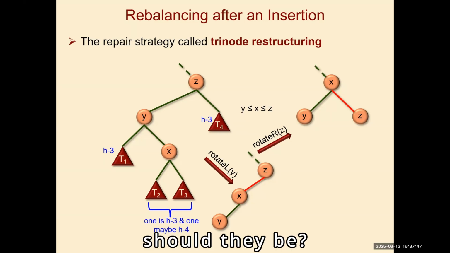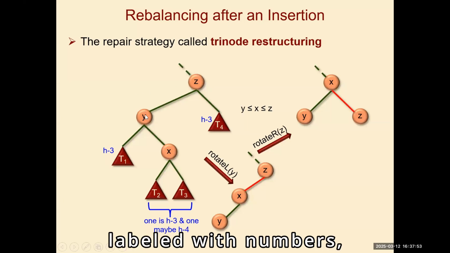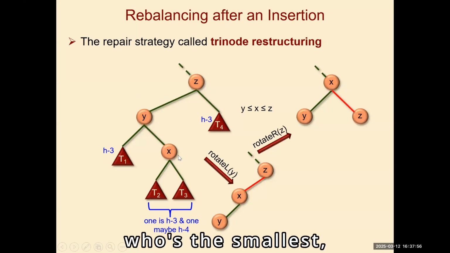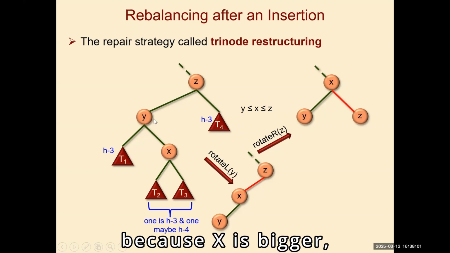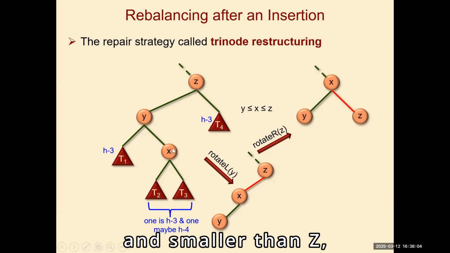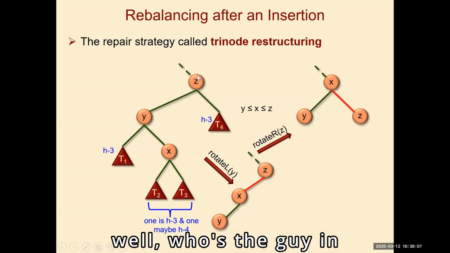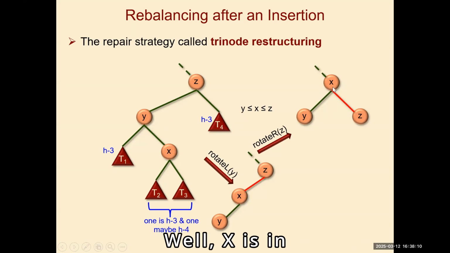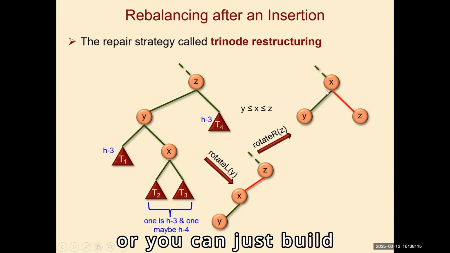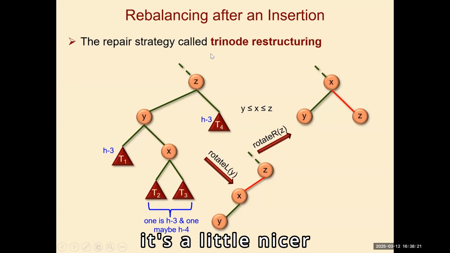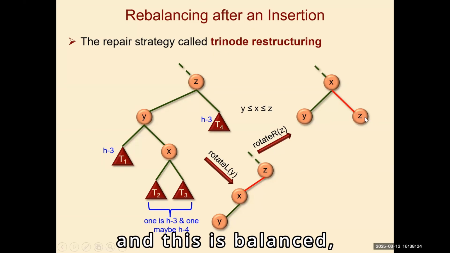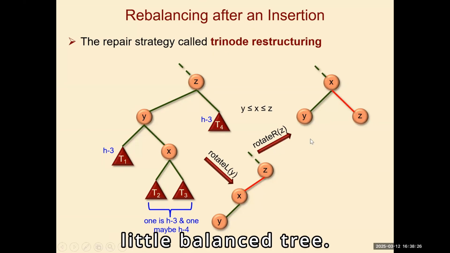And what order should they be? Well, they're labeled with numbers. And of X, Y, and Z, who's the smallest, right? Y is the smallest because X is bigger. X is bigger than Y and smaller than Z, right? So you can say, well, who's the guy in the middle of these three? Well, X is in the middle. So you can think about it as two rotations, or you could just build the tree with these three, right? And you can see it's a little nicer because this was imbalanced and this is balanced, right? You're just building a little balanced tree.